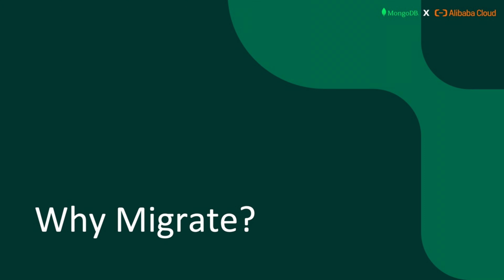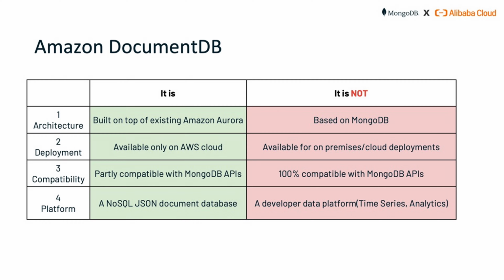The first part is why migrate. Here's a table about what Amazon DocumentDB is and isn't in 4 aspects. First is architecture. Amazon DocumentDB is built on top of existing Amazon Aurora. Amazon Aurora is a relational database service of Amazon. It's not based on MongoDB. So you will find many differences in its architecture, functionality, and scalability compared to MongoDB.